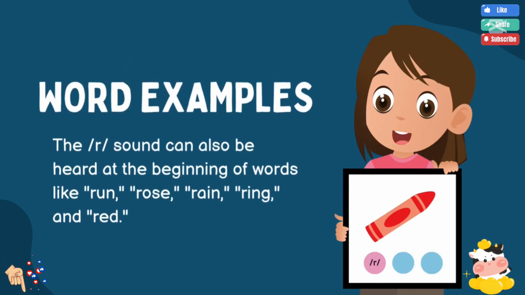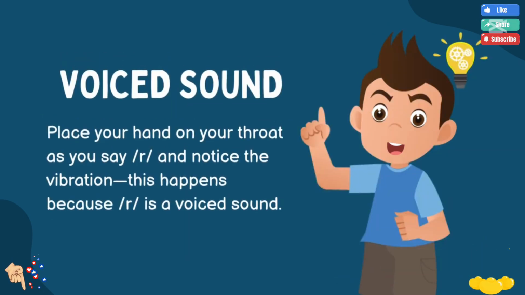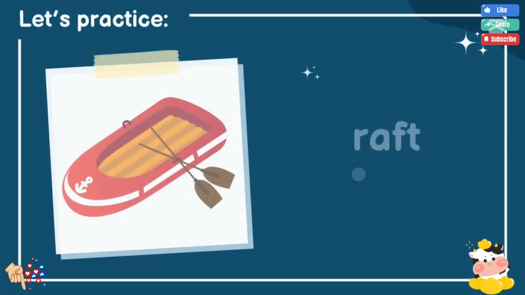The R sound can also be heard at the beginning of words like run, rose, rain, ring, and red. Voiced sound. Place your hand on your throat as you say R and notice the vibration. This happens because R is a voiced sound.